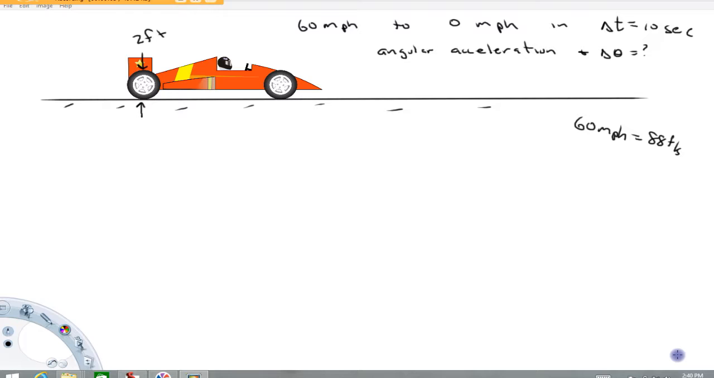I'm making this video to provide an example of how to analyze rotational motion. So what we're looking at here, imagine we've got this car booking along here. And imagine that this car driver applies the brakes in such a way that the car goes from 60 mile per hour to 0 mile per hour in a time frame of 10 seconds.